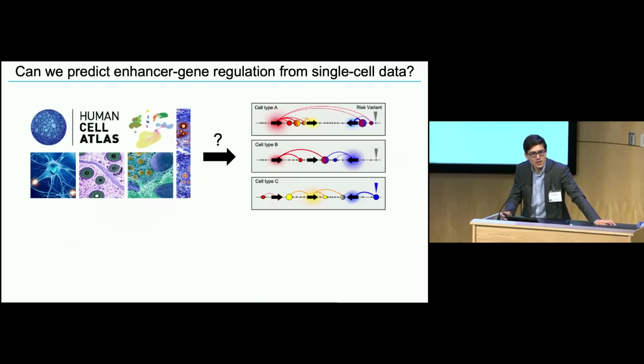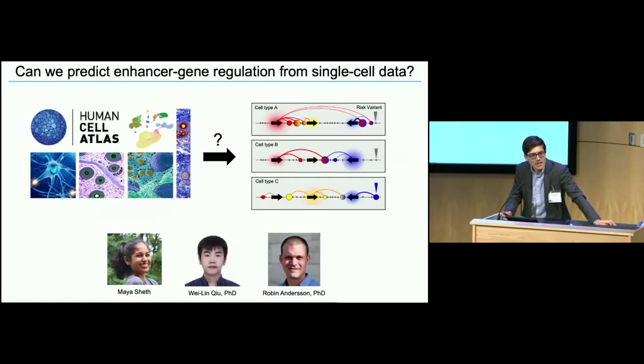So for this project, we teamed up with Robin Andersson's lab, and in a project led by Maya Sheth in my group and Weilin Chu here, we thought about, could we use single-cell data to predict these enhancer-gene links instead? Could we leverage the growing amount of single-cell epigenomic data to build predictive models to learn enhancer-gene links in any cell type? So the first step here was to build a large gold standard data set.